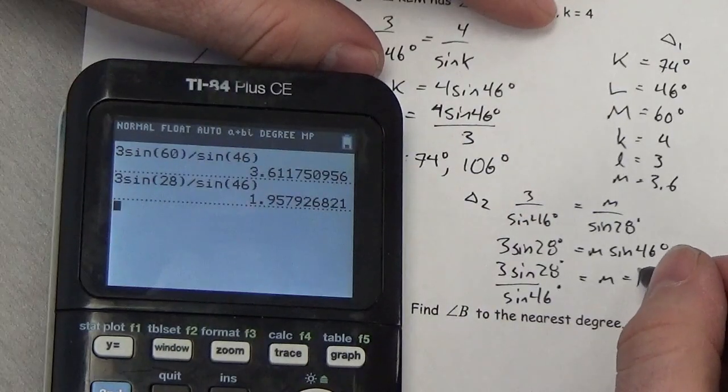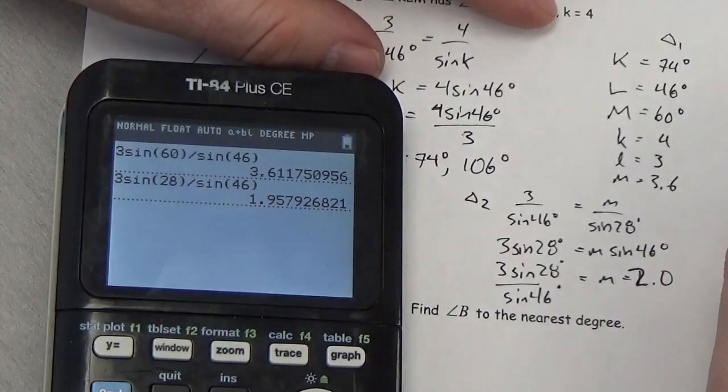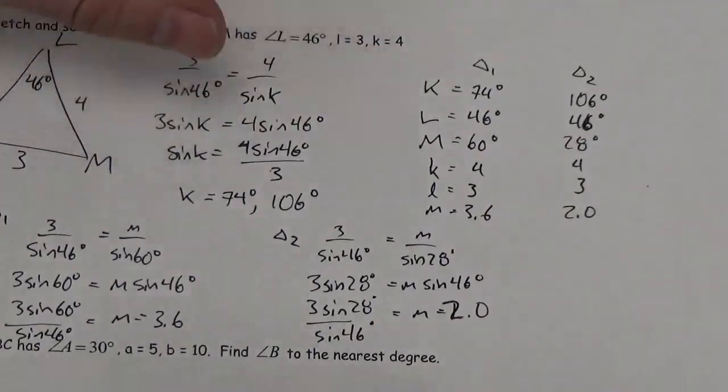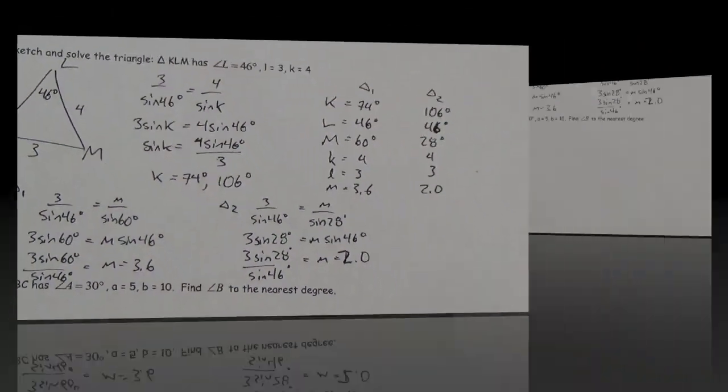1.9, okay, so rounded to the nearest tenth, that'll be 2.0. Oh, so quite small, so 2.0. Okay, and there you go. Now we've solved the triangle or triangles that are possible results from that given scenario.